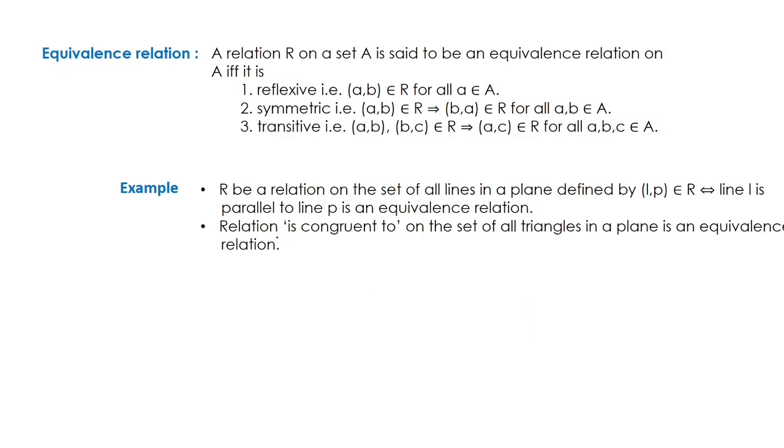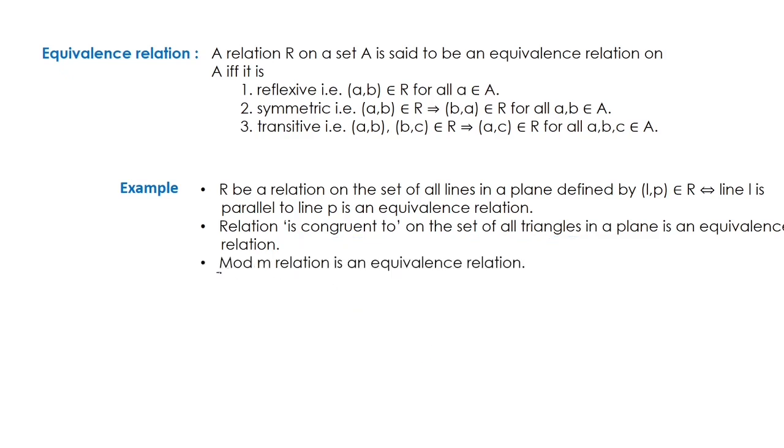The next one is the congruent-to relation on the set of all triangles. Now in the set A we have a set of triangles, and the relation is congruent to, which is also an equivalence relation because we know that triangle 1 is congruent to itself, and if it is congruent to triangle 2, then triangle 2 is also congruent to triangle 1. And if triangle 2 is congruent to triangle 3, then triangle 1 is also congruent to triangle 3. So which is very simple.